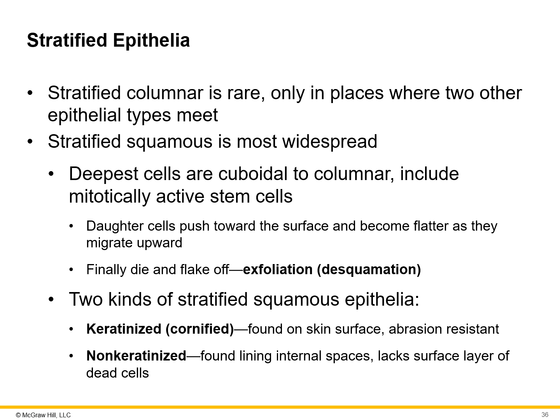As these cells get pushed up and migrate upward, they're not only getting cut off from blood supply, they're also starting to become keratinized. And that is from a protein called keratin. And that keratin makes our skin waterproof. It makes it abrasion resistant. It's a really hard protein. And that protein starts to replace the cytoplasm inside of the cell.